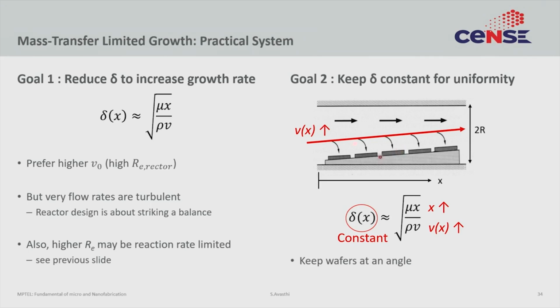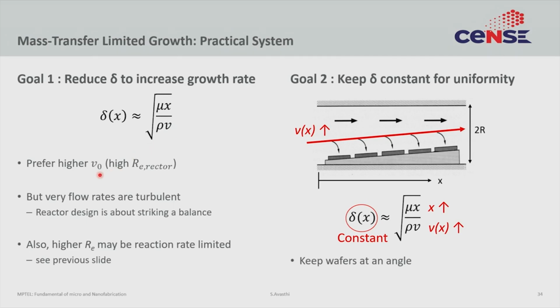So the first is to just notice this delta, right? Now the growth rate is inversely proportional to the thickness of the boundary layer, because the thicker the boundary layer, the more the gas has to diffuse. So what can we do to reduce this boundary layer? The easiest thing we can do is increase the velocity of flow, right? The higher the velocity of flow, the lower the boundary layer. And higher V naught simply means that we design a reactor with a higher Reynolds number.